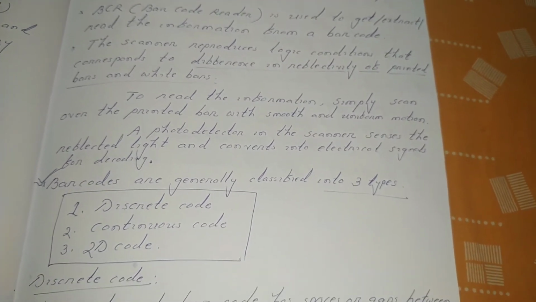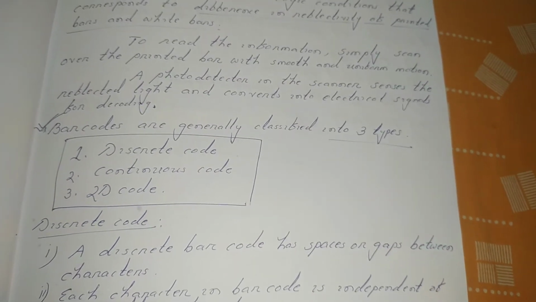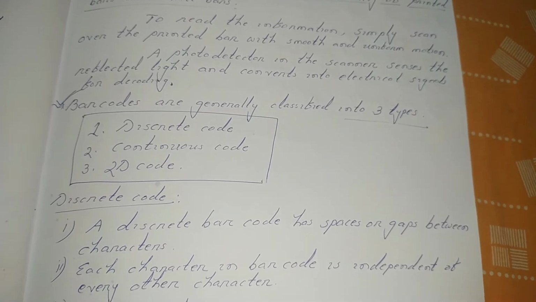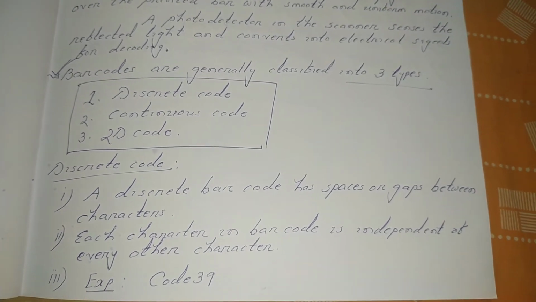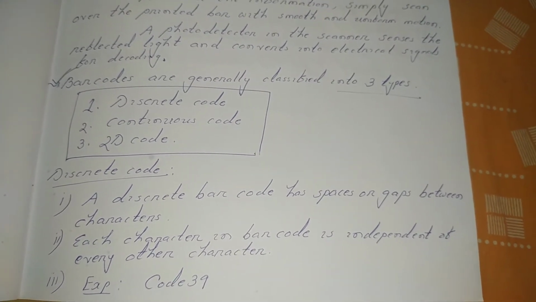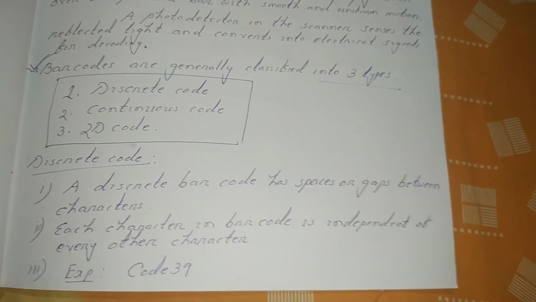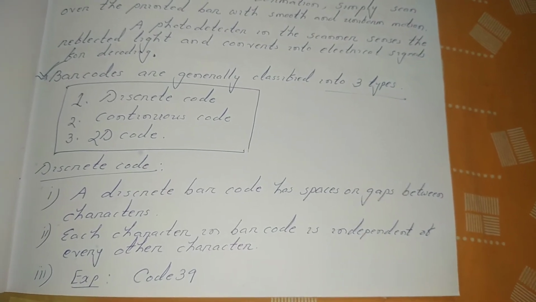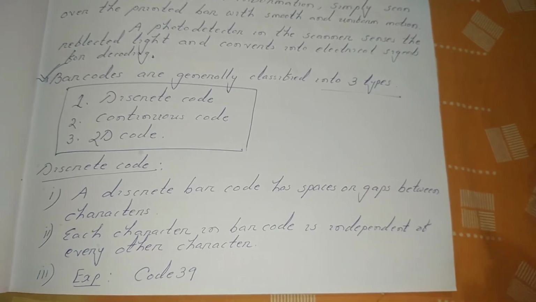Next, we will see the classification of the barcodes. Barcodes are generally classified into 3 categories: discrete barcode, continuous barcode, and the 2-dimensional or 2D barcode. First, let's see the discrete barcode. A discrete barcode has spaces or gaps between the characters. As the name discrete suggests, some space or gaps are in between the characters, and each character in the barcode is independent of every other character. An example of a discrete barcode is code 39.